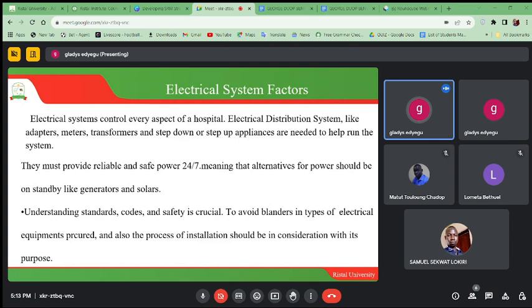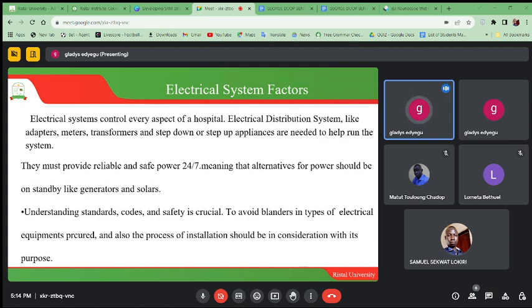So when you have electrical systems, we need to have these different appliances so that they can help us control the running of this electrical system in the hospital. So we need the adapters which help us to distribute, we need the meters in different working spaces or different buildings, whether wards or departments. Then we need transformers, and these transformers help us in controlling the power flow in the hospital or in the different sections.